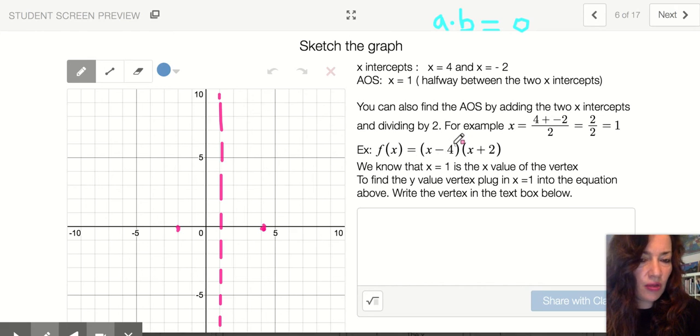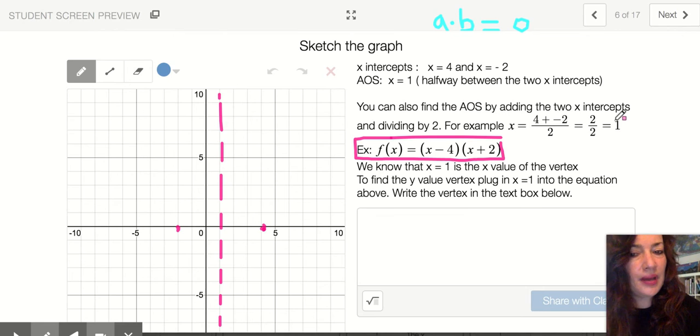So right here on the bottom where it says, if the line of symmetry is x equals 1, to find the y value, we could plug in x equals 1 into this equation right here. So we could plug it in into this equation and find what our y value is. Now, just to go back up here, I forgot to mention that we did say it was halfway, the axis of symmetry or the line of symmetry.